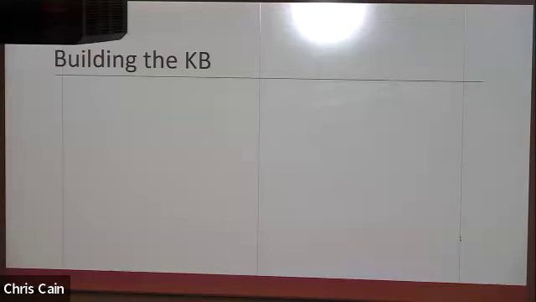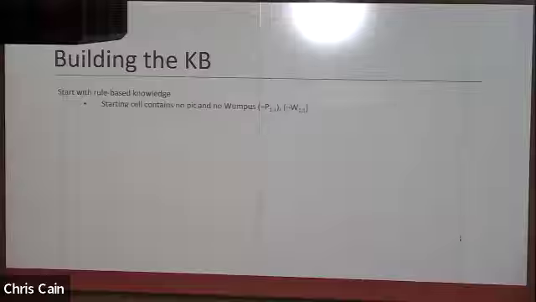So how would we set up a knowledge base? Start with rule-based knowledge. We know that the starting cell does not have a pit, and the starting cell does not have a Wumpus. So we're going to say, not pit in 1-1, and not Wumpus in 1-1. These are statements that we can make about the world that we know for sure. Since the agent starts there, it would be especially unfair if we killed the agent on the first turn. So we're not going to do that.